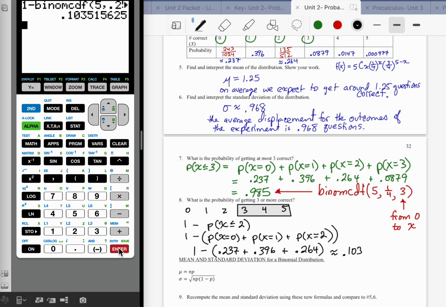And then get my answer that way. Right? Slight variation due to rounding, though. So it may not jive 100%, but that's okay. All right. So 0.103, 0.104 in that neighborhood is what we're looking at.